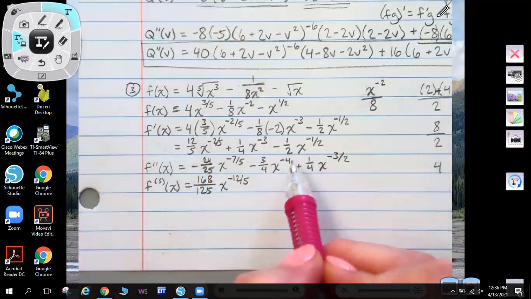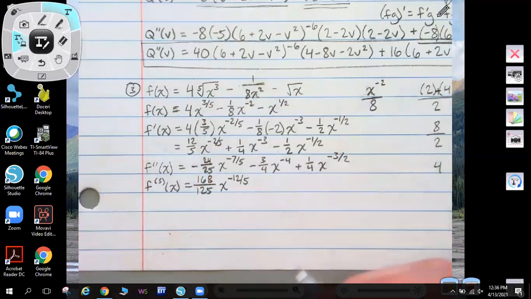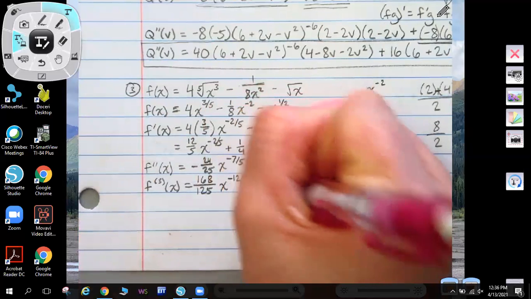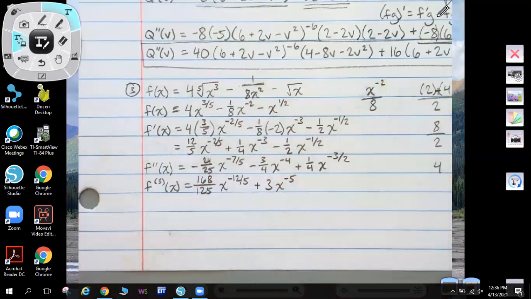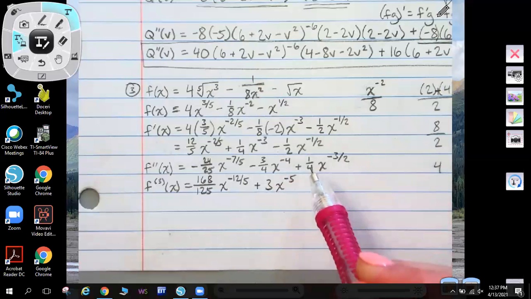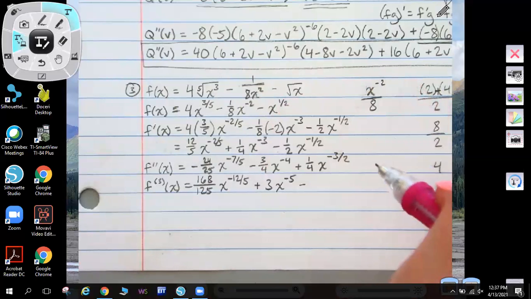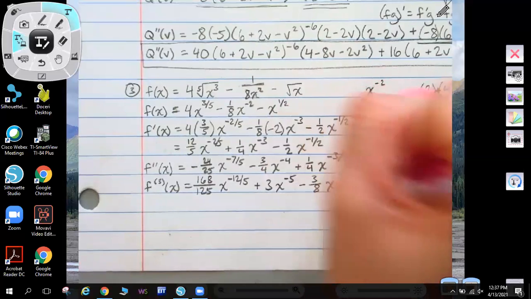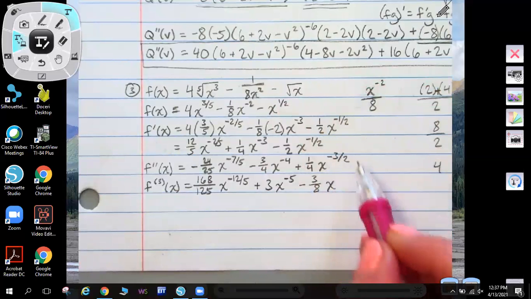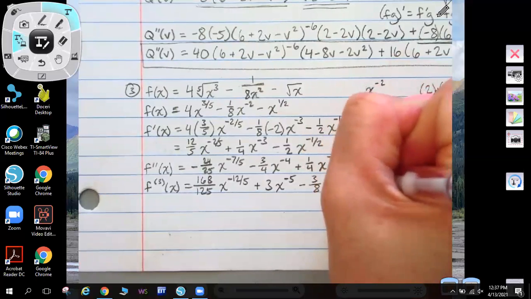Okay, -4 is going to come down and multiply by -3/4, which is going to just leave us with a +3, x to the -5th. -3/2 is going to come down and multiply by +1/4. That's going to be -3 over 8. And our new exponent is -3/2 minus 1, which is -5/2.